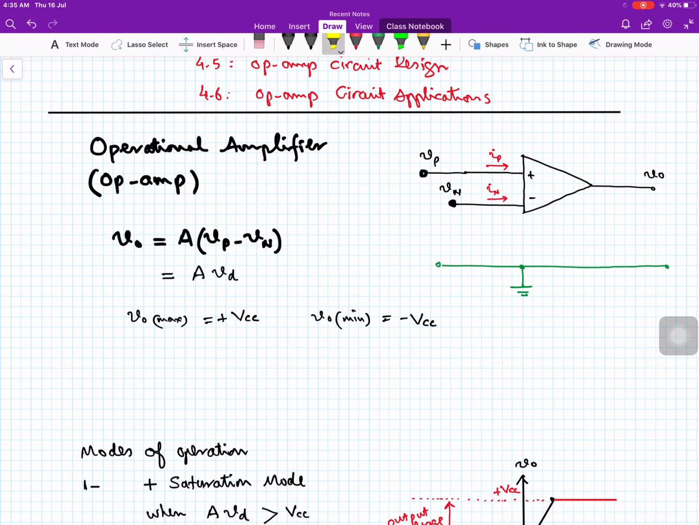As we discussed in the previous lecture, the output voltage is the voltage gain A multiplied by the voltage difference between these two inputs, VP and VN. The voltage difference VP minus VN is known as the differential voltage VD. Another thing with operational amplifiers is that the maximum output voltage will be plus VCC and the minimum output voltage will be minus VCC. In practical circuits, the maximum output voltage will be a little less than VCC, and the minimum output voltage will be a little above minus VCC.